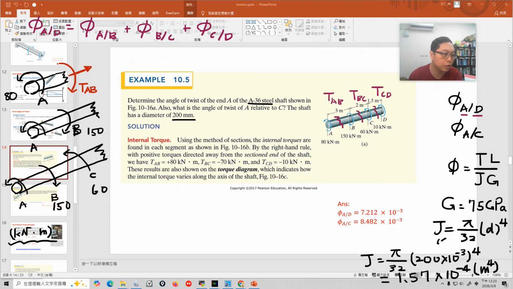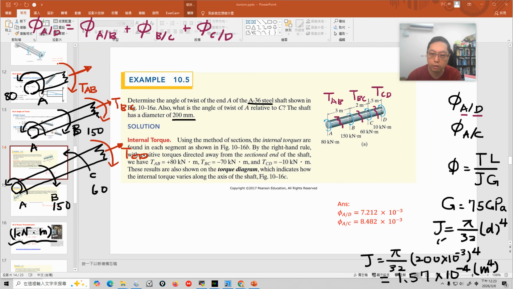Okay, so we assume TAB rotates in this way, so it points outward to the surface. Same thing, we also assume TBC rotates in this direction, and TCD rotates in this direction, so they all point outward to the surface. So that's the first thing. This is called the sign convention of torsional load.